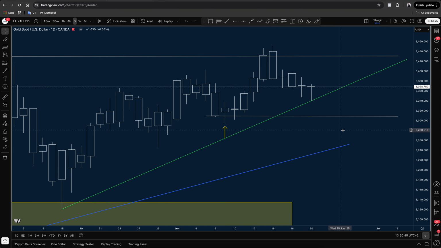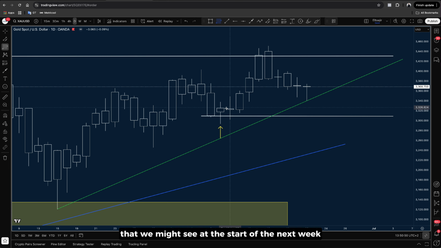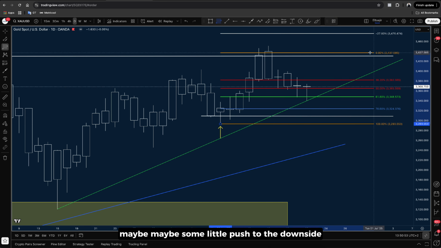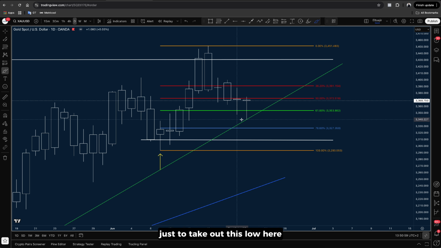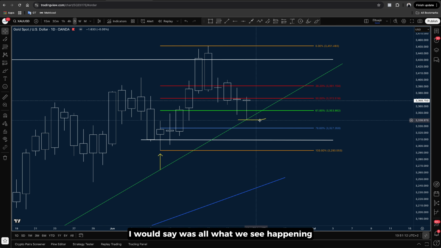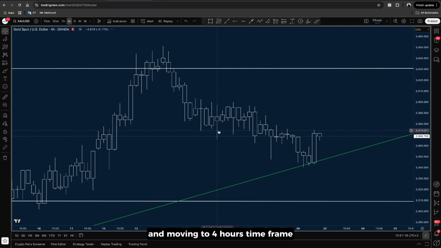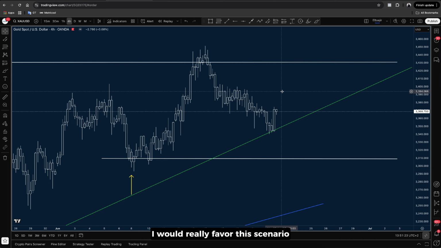What I would expect that we might see at the start of the next week is maybe some little push to the downside just to take out this low here. So the price comes to take it out and then moves to the upside. That I might expect, especially keeping in mind the current situation, I would say, with all that we see happening. So I would expect that. And moving to the 4 hours time frame, to be honest, I would really favor this scenario.